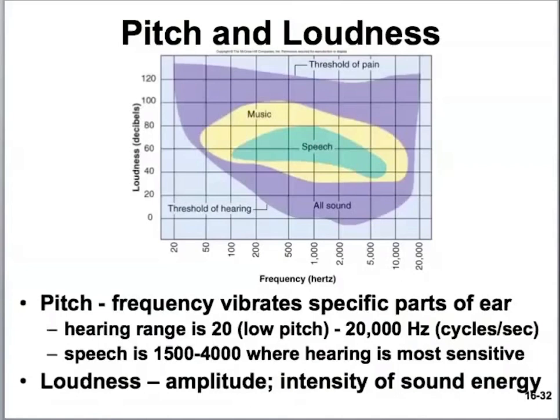Sound has two properties, frequency, also called pitch, and intensity, also called loudness. Frequency is measured in hertz. Frequency ranges from low 20 hertz to high 20,000 hertz. Intensity, also called loudness, is measured in decibels and ranges from 20 decibel to 120 decibel. Sounds higher than 120 decibel can be painful and result in permanent hearing loss.